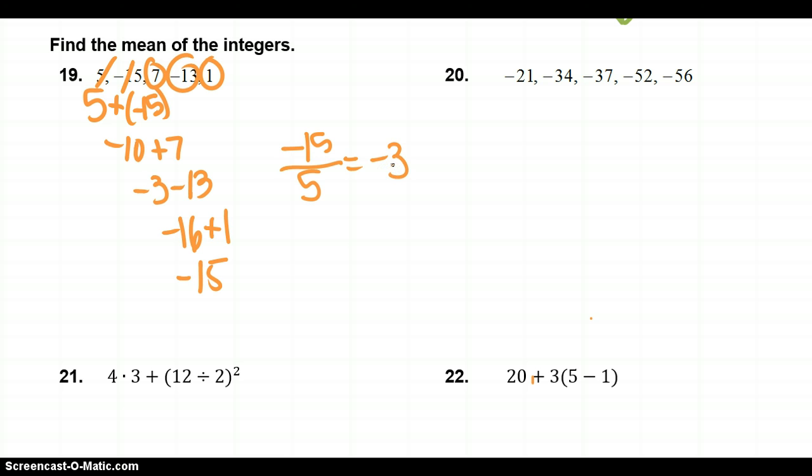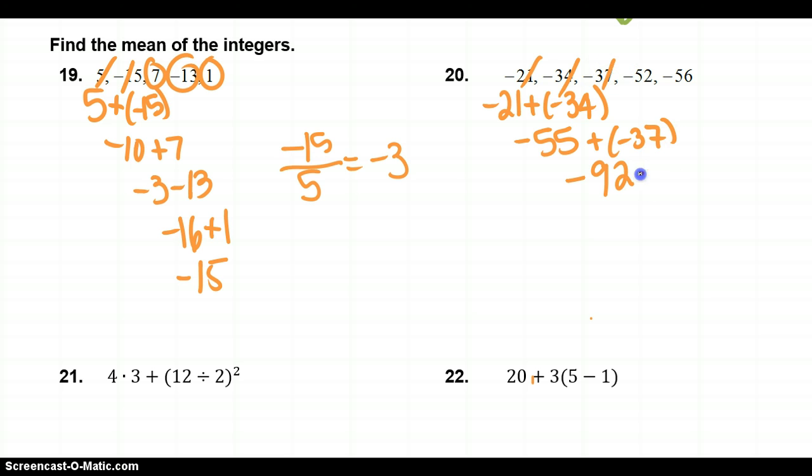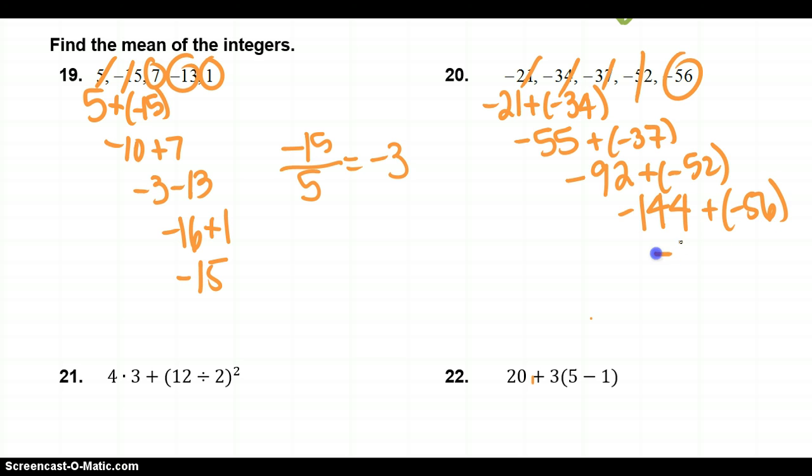Same thing for this next one. Negative 21 plus a negative 34. My signs are the same, so I add and keep, and I get negative 55, plus a negative 37. Signs are the same, add and keep, I get negative 92. Plus a negative 52, signs are the same, add and keep, negative 144, plus a negative 56, add and keep, I get negative 200 is my total. I also have five numbers here, so to find the mean, take negative 200 divided by 5, and my mean is negative 40.